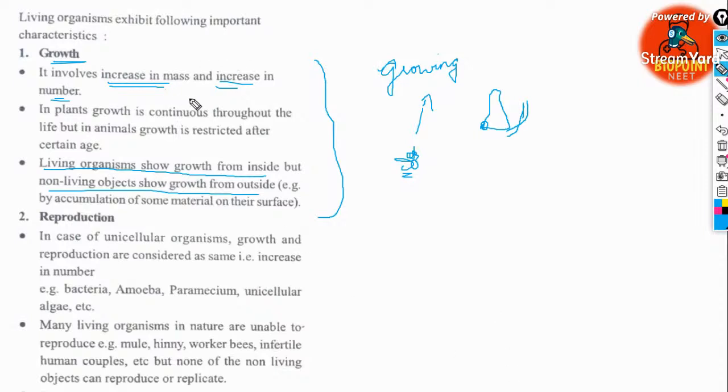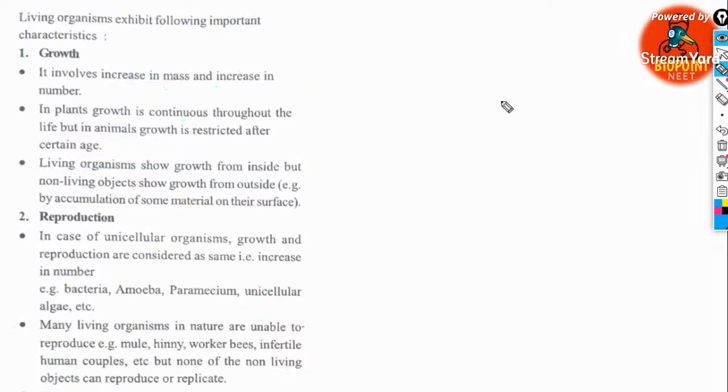So we said that the increase in mass and increase in number is referred to as growth, and both living and non-living things grow, that is from inside and from outside. In the case of plants, the growth is continuous, and in the case of animals, the growth is restricted. In plants, the growth is continuous, and that is known as indeterminate growth. In animals, the growth is restricted, the limited growth, therefore it is known as determinate growth.